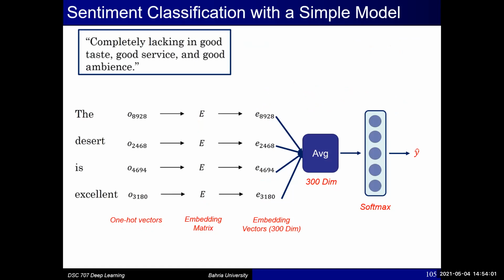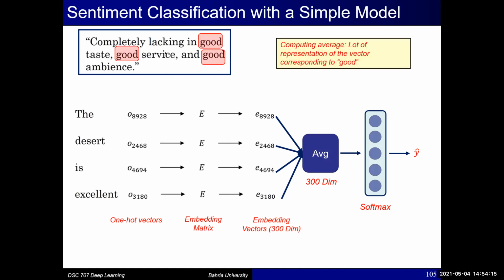But you see, there's a very obvious problem with this solution. Someone is saying, completely lacking in good taste, good service, and good ambience. So in this review, the word good appears three times. Your model might think, when you compute the average of all of these words, good appears three times, so you will have a representation inclined towards the positive side. But actually, it is saying completely lacking, so it is actually the reverse. In such a situation, this model will fail because it will not be able to classify.